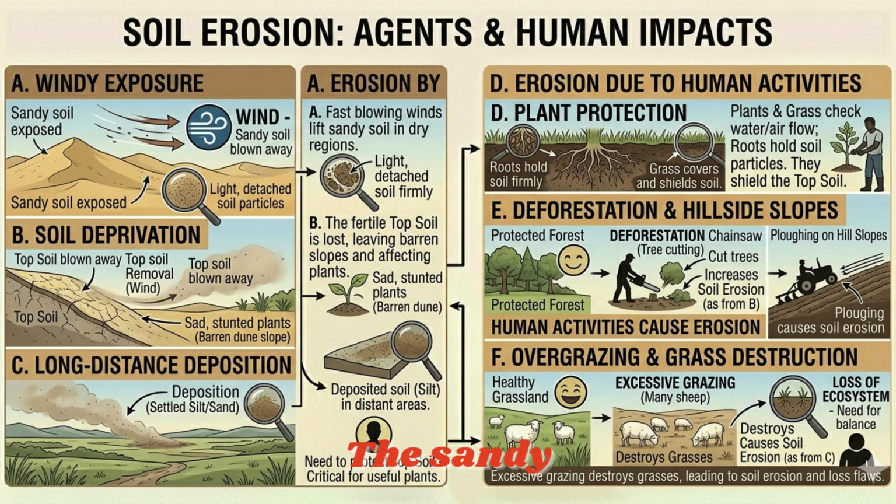Erosion by wind. The sandy soil of one region is blown away to some other region by fast-blowing winds. Topsoil is very important for the growth of useful plants. So, we must protect it from erosion. Erosion due to activities of humans.